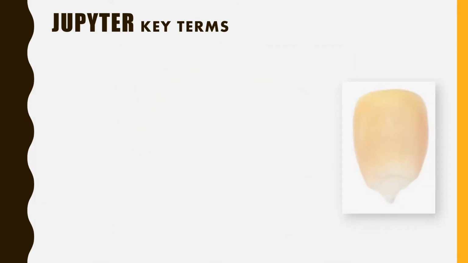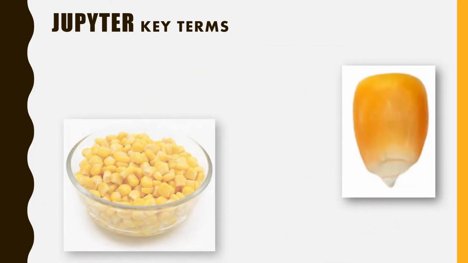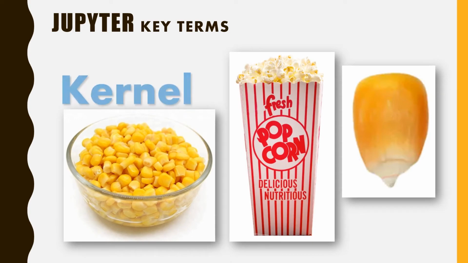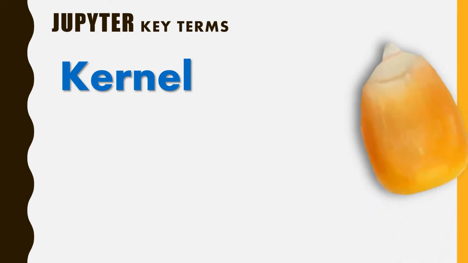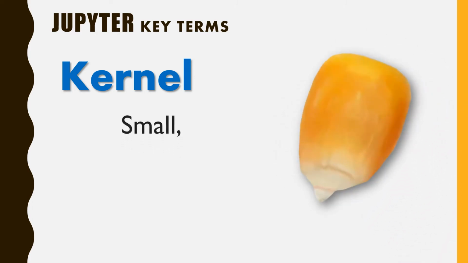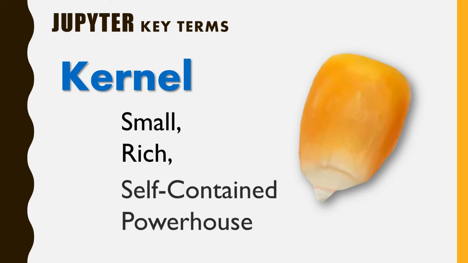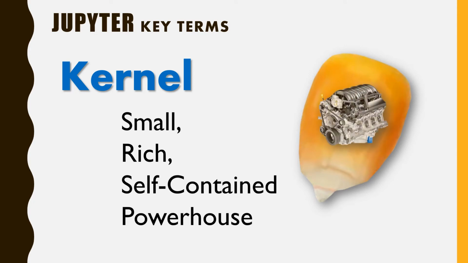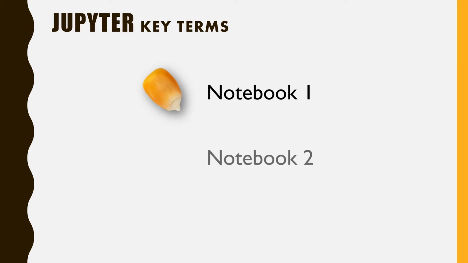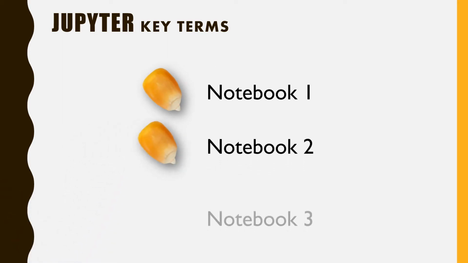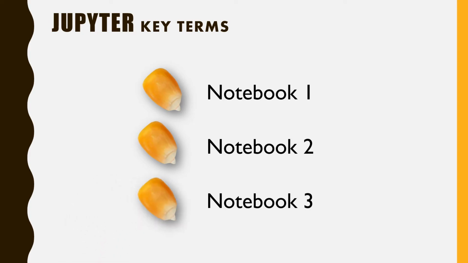In the English language, a single piece of corn, whether it's fresh or popped, is called a kernel. But when it comes to coding, a kernel is a piece of code that's like a seed. It's small, rich, and it's a self-contained little powerhouse. So when you think of the kernel that's running in your notebook, think of it as a little engine. Every time you have a notebook open that's running commands, you must have a kernel that is behind the scenes processing those commands. If you have more than one notebook running at a time, each one will have its own kernel.